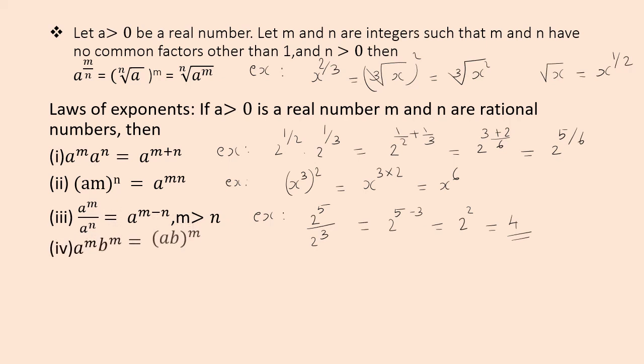Now the fourth property, that is a raised to m multiplied by b raised to m equal to ab whole raised to m. In this case, don't forget to put the bracket. You can write it with an example, that is 5 raised to 3 multiplied by 2 raised to 3 equal to 5 multiplied by 2 whole raised to 3, that is 10 raised to 3. So using these properties, you have to do the next exercise.